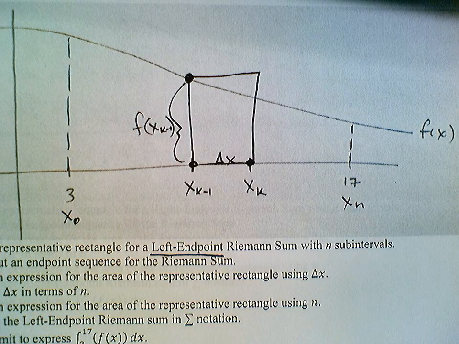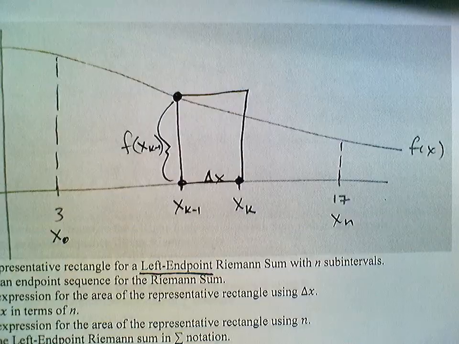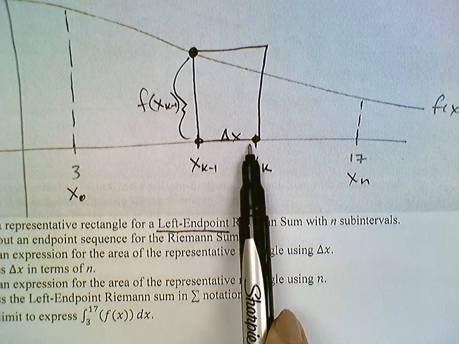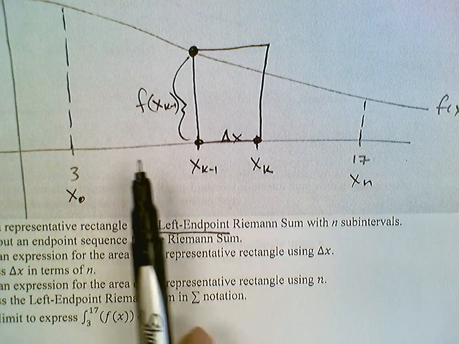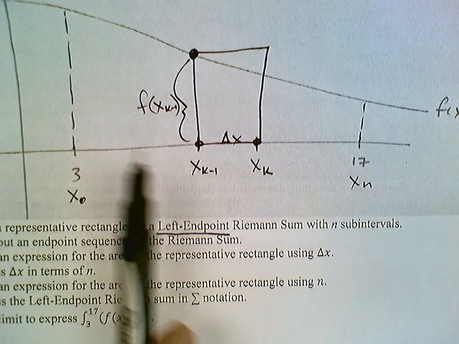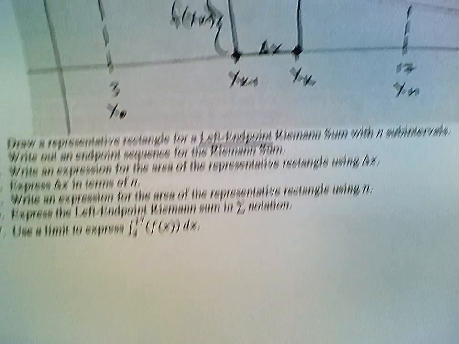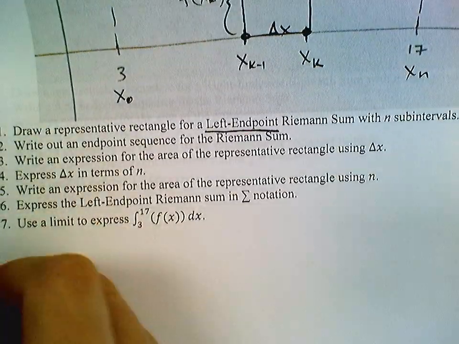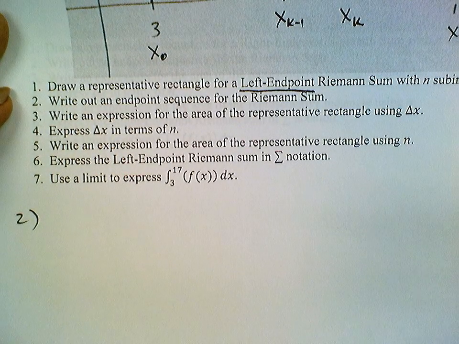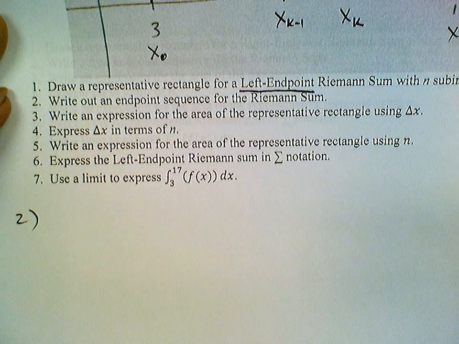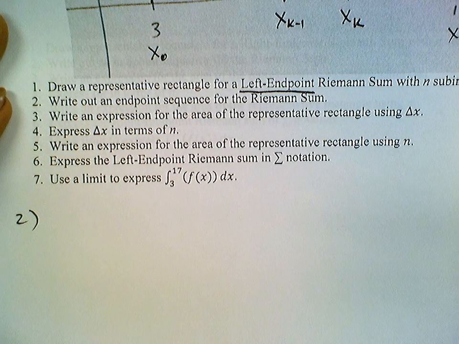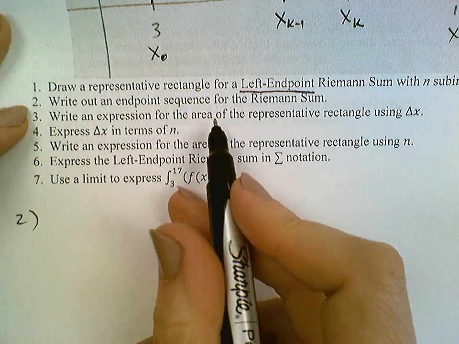Now, step 2, write out an endpoint sequence for the Riemann sum. We just did one rectangle, but really there's n rectangles within here, but I don't know what n is. I know this is complicated, guys, but really keep pausing the video trying to understand every step, because if you understand every step, then you'll really understand where those complicated formulas come from. The endpoint sequence goes like this.